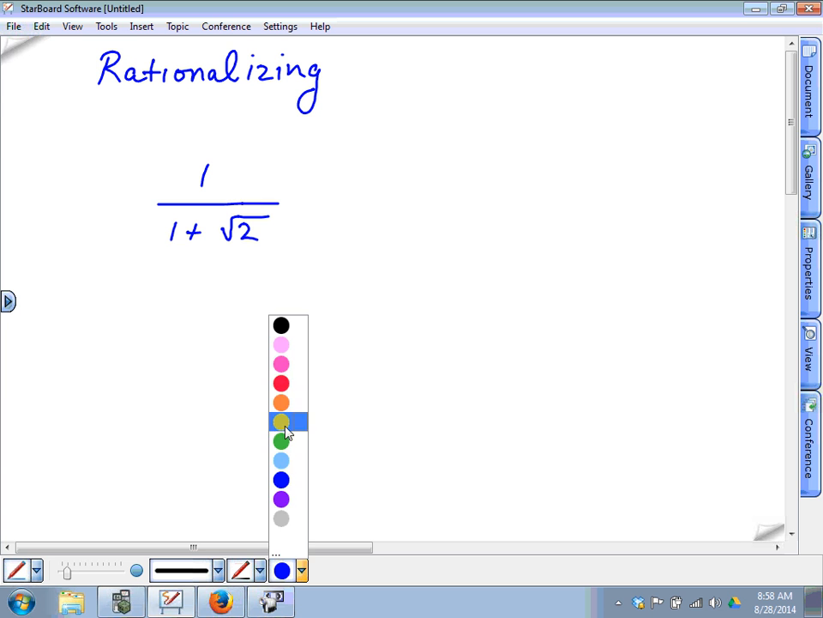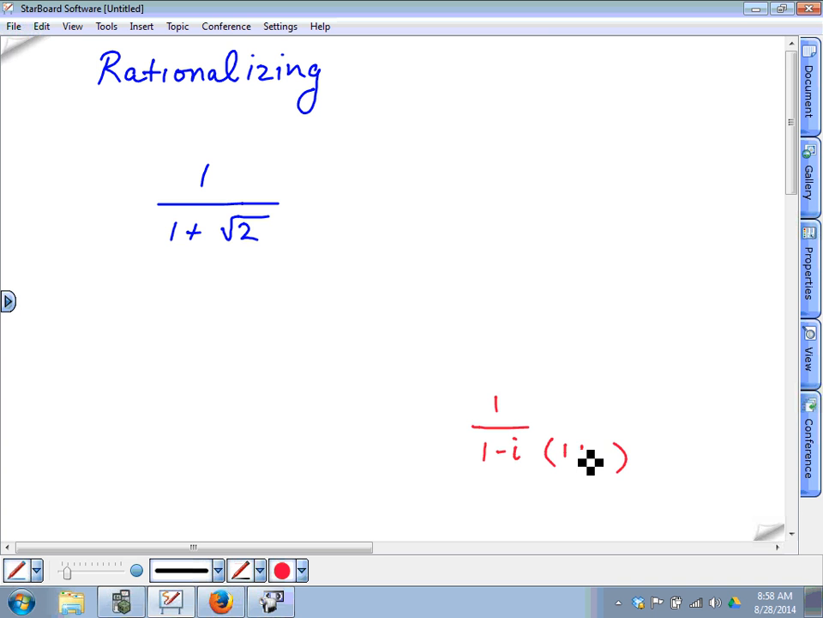So here's the thing. Here's what happens. Does anybody remember back in Algebra 2 when you had this expression like 1 divided by 1 minus i? Do you remember we had to multiply it by 1 plus i over 1 plus i? Does that sound familiar? That's called a conjugate. Does that ring a bell? The complex conjugate? Well, we do the same thing here. It's not a complex conjugate. It's just an irrational conjugate. We have to multiply by 1 minus the square root of 2.